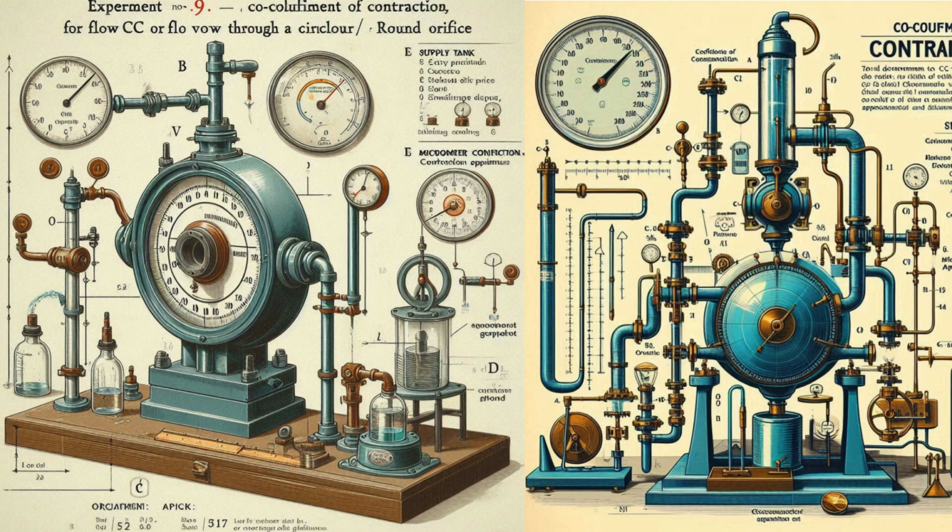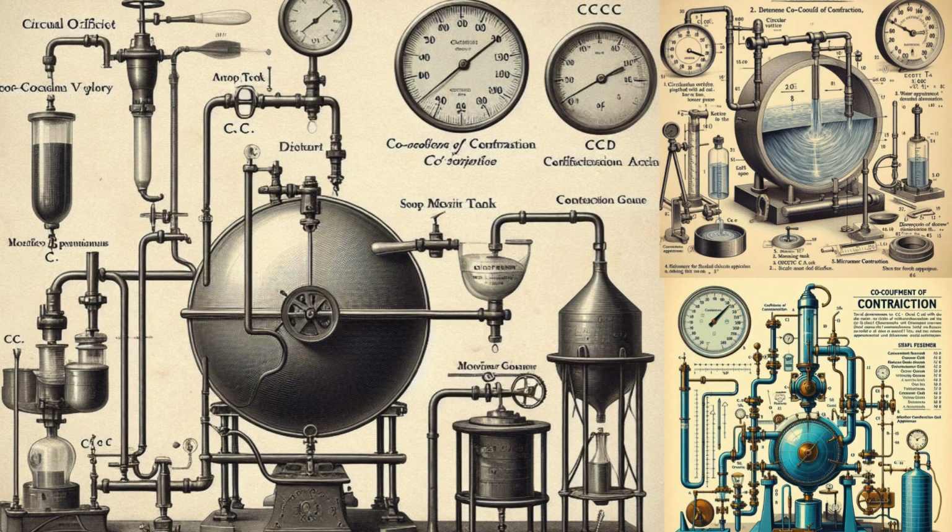Apparatus. Orifice apparatus comprises the following: 1. Supply tank provided with A. Circular orifice, B. Water inlet pipe, C. Scale and sliding apparatus, and D. Meter rod. 2nd, measuring tank. 3rd, stopwatch. 4th, micrometer contraction gauge. 5th, stand for mounting the supply tank.